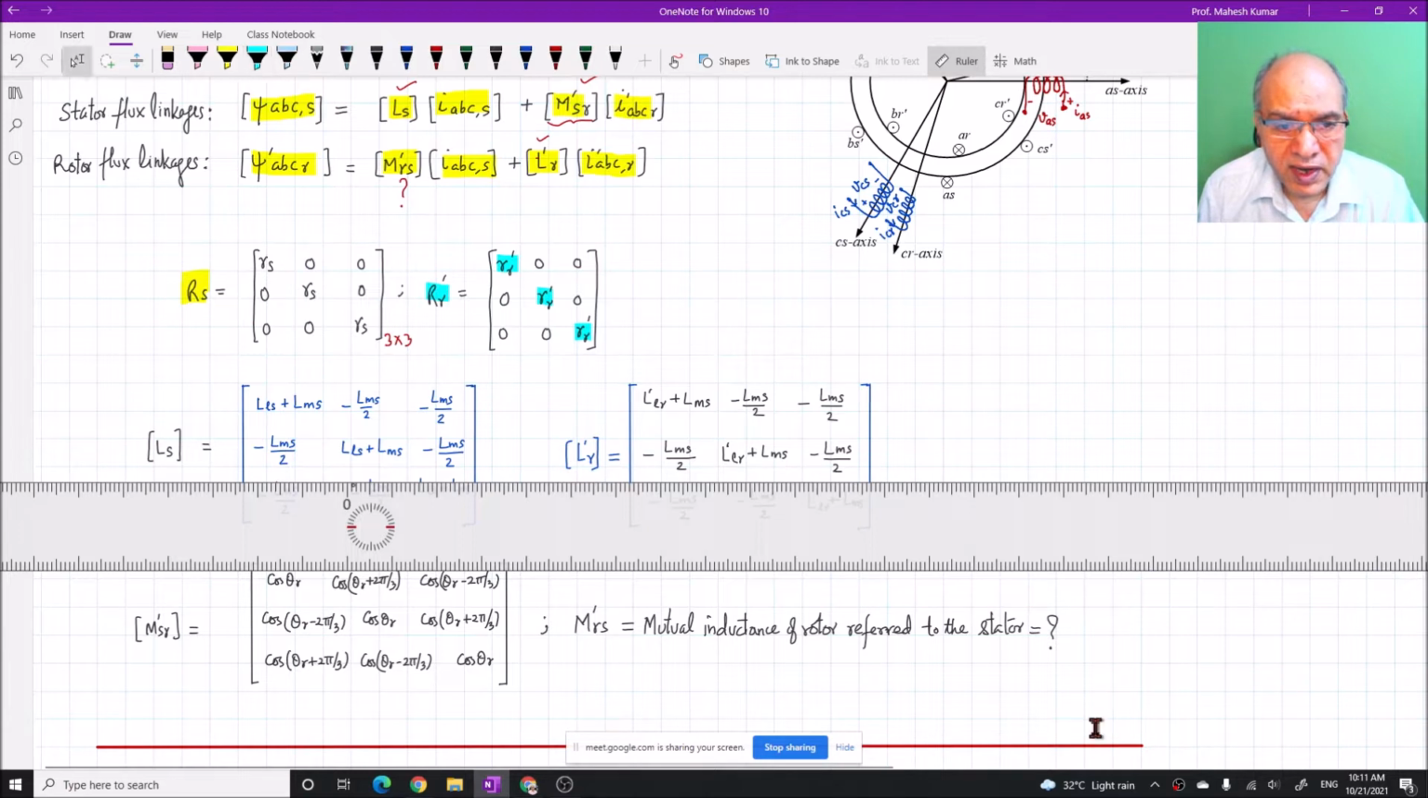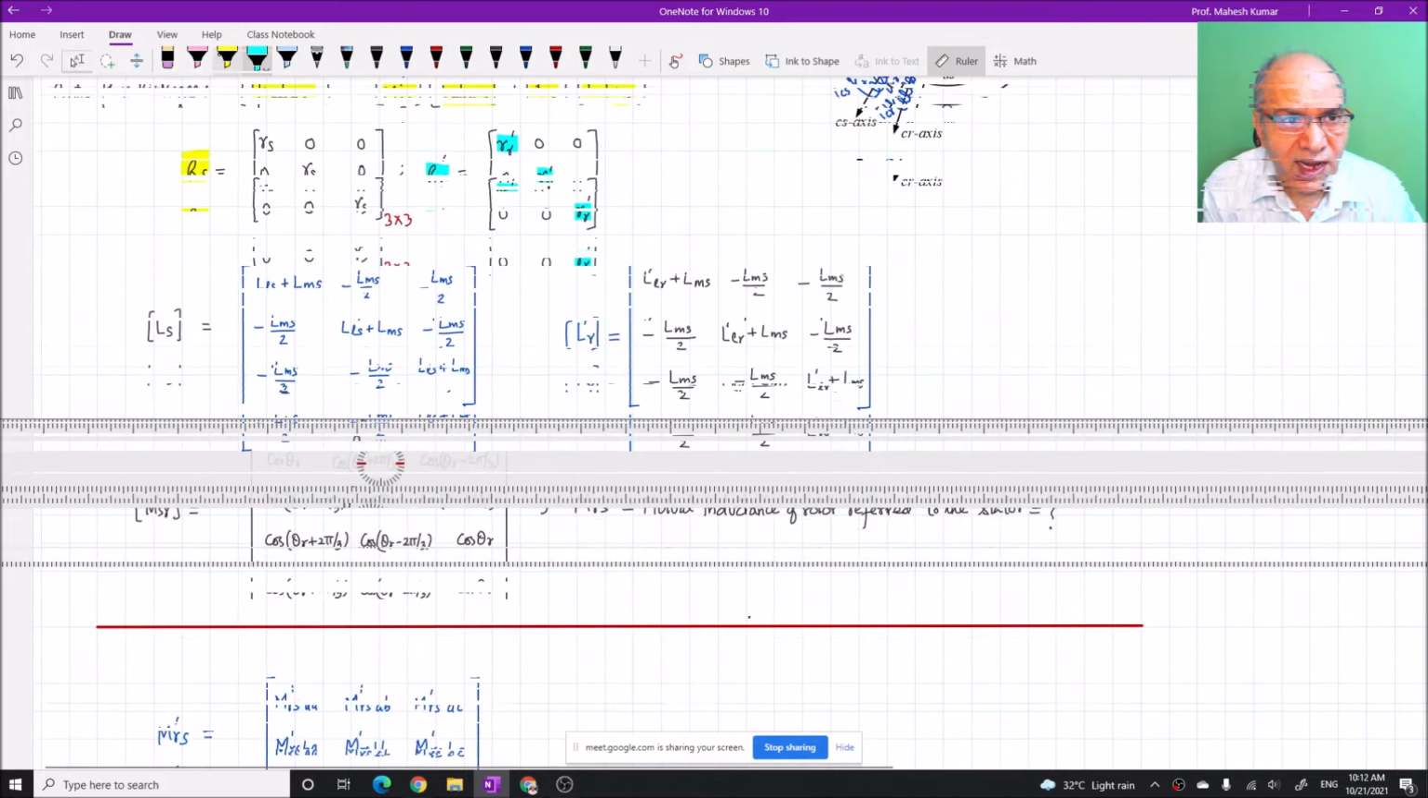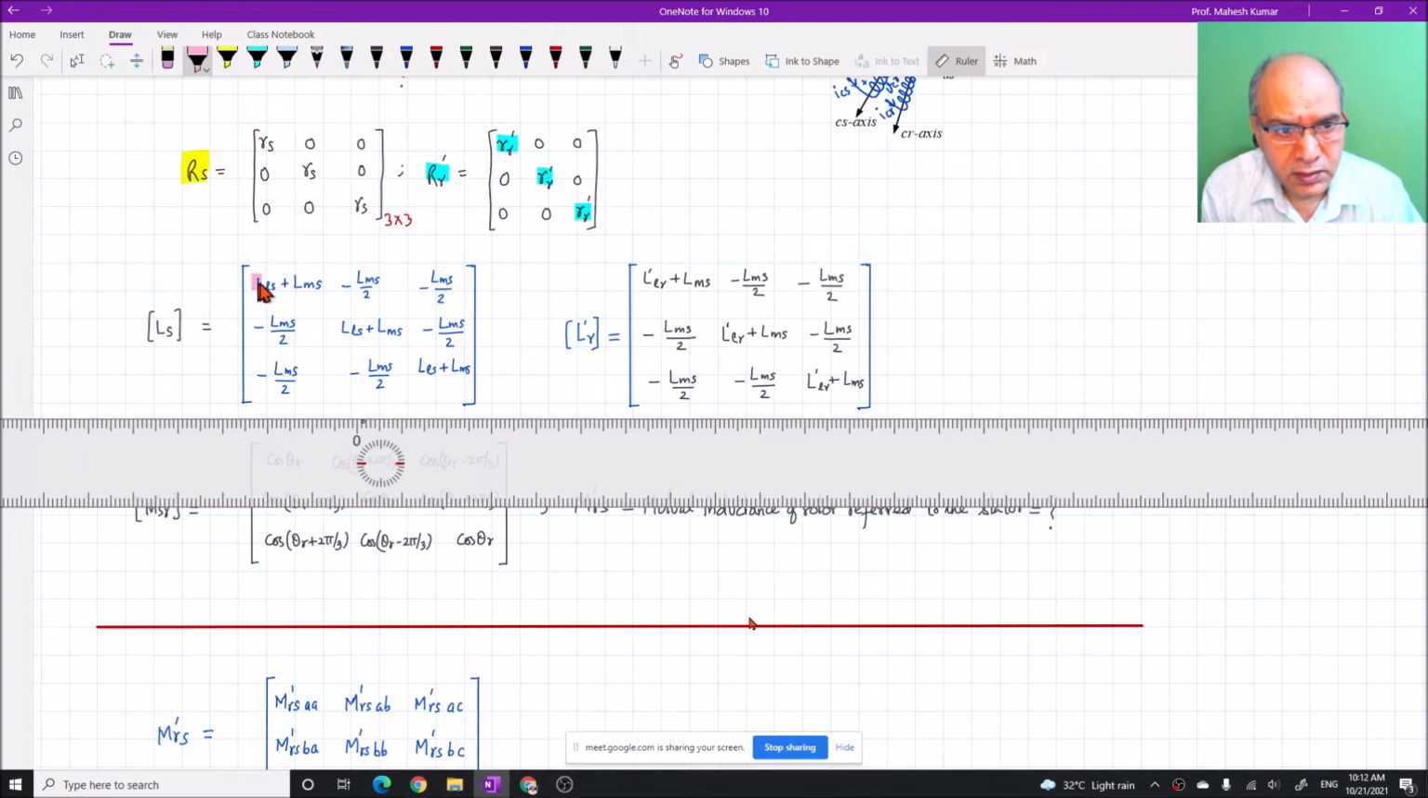We found the matrix L_s, the self-inductance matrix on the stator side, as L_ls plus L_ms for the diagonal elements, and the rest of the elements are minus L_ms by 2, because the other windings are displaced by 120 degrees and cos 120 degrees is minus half. We have proved that. So the other elements are minus L_ms by 2 in each row.